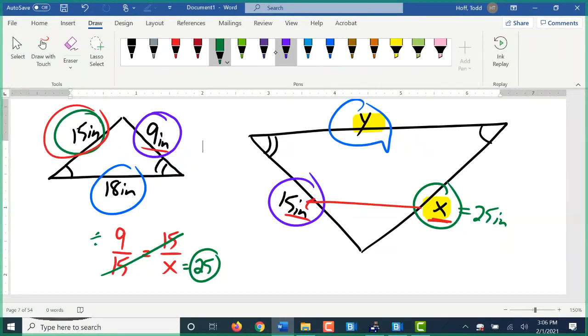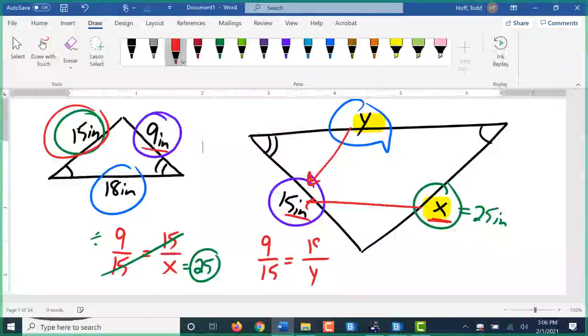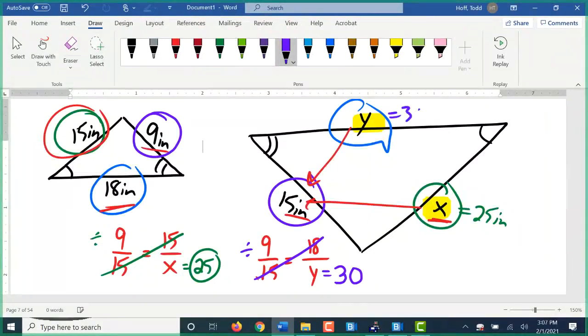For Y, we're going to start with that same ratio, the 9 to 15. Does Y go on top or bottom? It goes on bottom, the same figure as the 15. What goes above the Y? 18. 18 is the corresponding side from the other figure. If we cross multiply and divide, 15 times 18 divided by 9, Y equals 30. 15 times 18 is 270. 270 divided by 9 is 30. Y is 30 inches. Does that all look familiar?